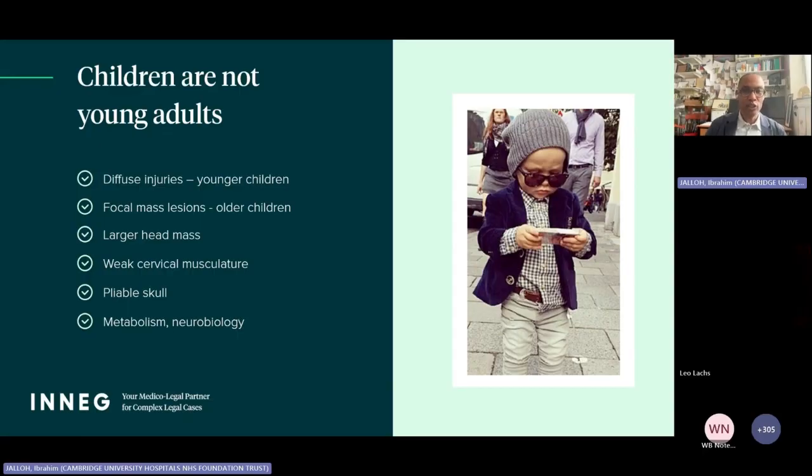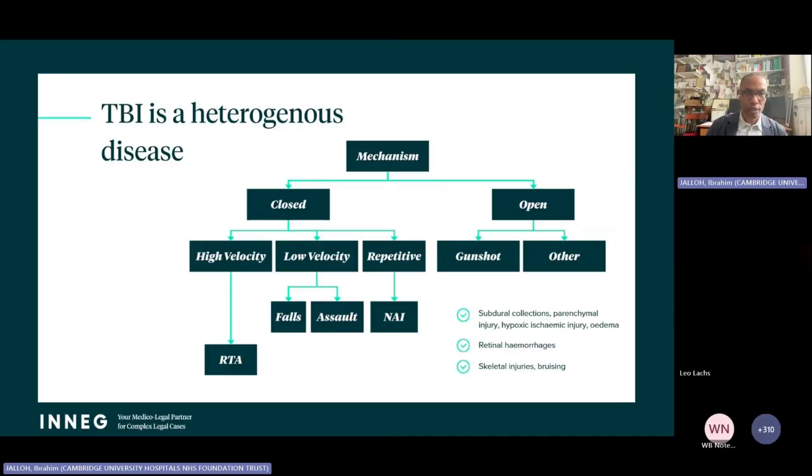Secondly, there are constitutional factors in children that result in different injuries, a different biological response to injury, such as they tend to have a larger head mass than older children and adults. They have weak neck muscles, particularly younger children, infants will have relatively pliable skulls, and all of those factors influence how a traumatic brain injury is experienced in a child. And furthermore, there are metabolic and neurobiological idiosyncrasies, if you like, of the younger children that impact how a traumatic brain injury behaves in younger children.